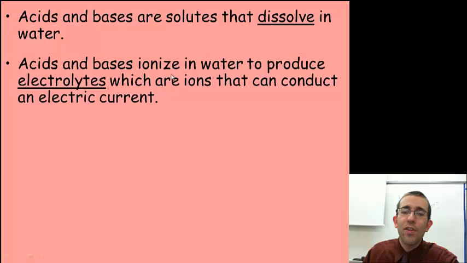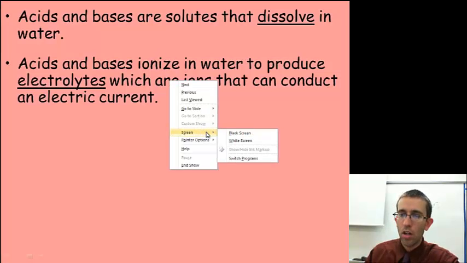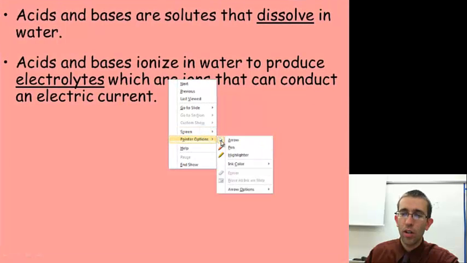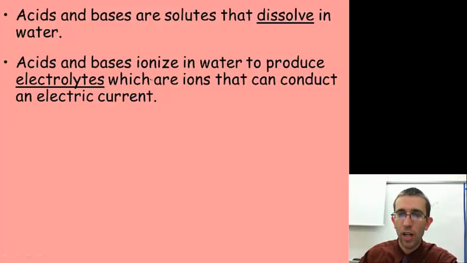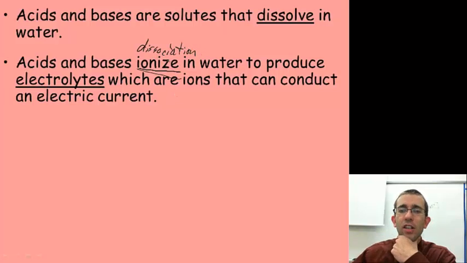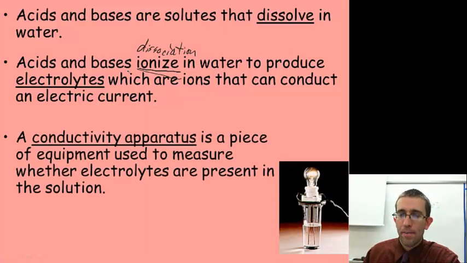And this term ionize is new here. We've talked about it before, but we used a different word. We used dissociation. So this word ionize is the same thing as dissociation. That means the ions that make up the acid and base are breaking apart. So acids and bases both conduct electricity. They are electrolytes.